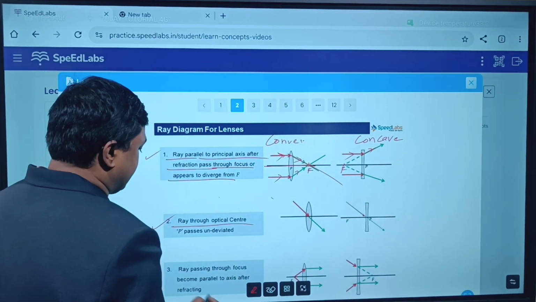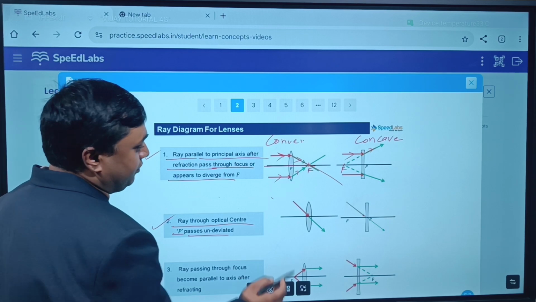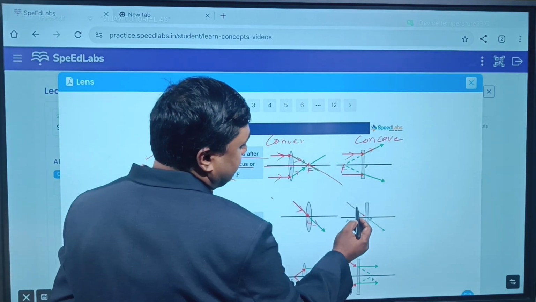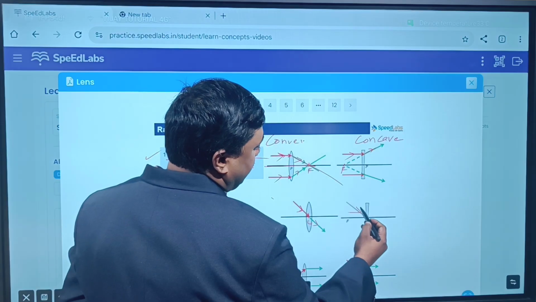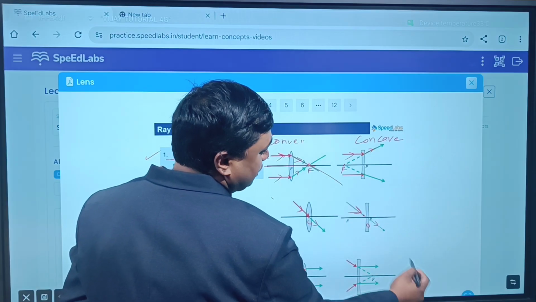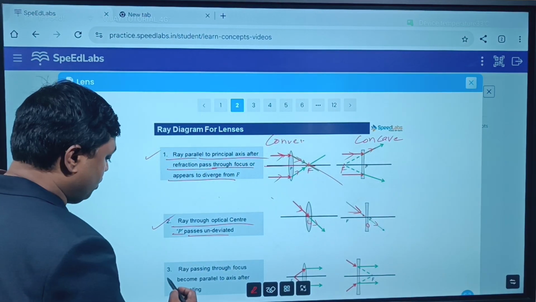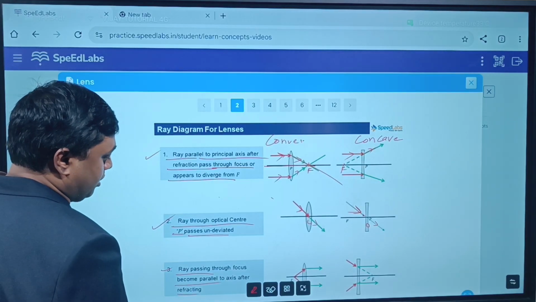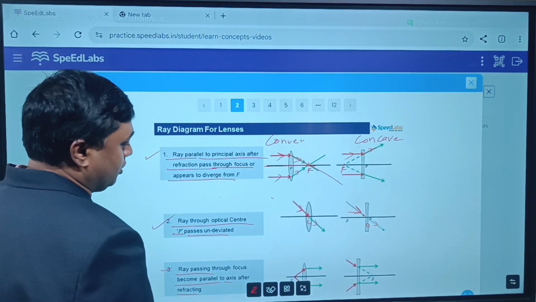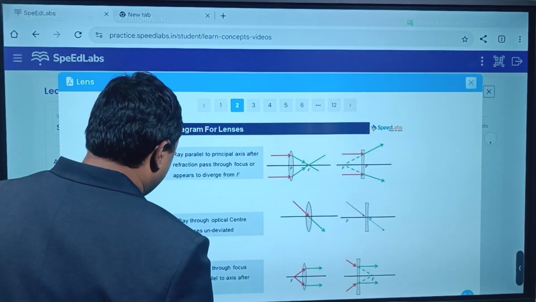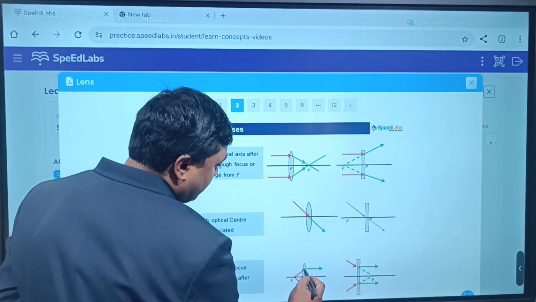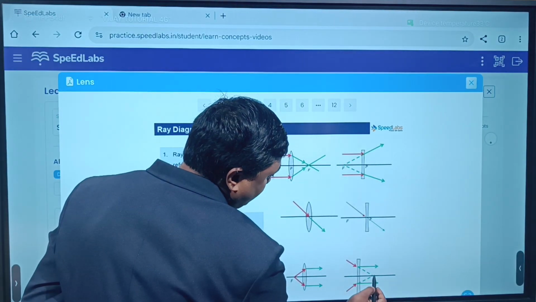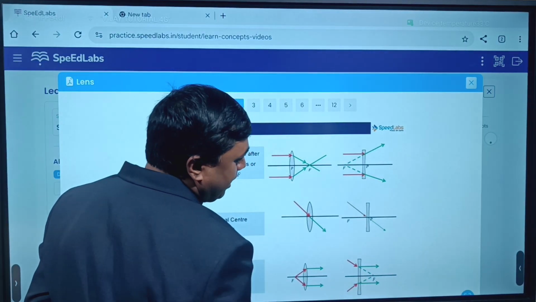Next, rule 2: a ray through the optical center P passes undeviated. If any ray of light is passing through the optical center, it goes undeviated. As I told you before, in a concave lens also, if a ray of light is passing through the optical center, it goes undeviated. Third rule: a ray passing through the focus becomes parallel to the axis after refraction. If a ray of light is passing through the focus, after refraction it becomes parallel. Here also, if a ray of light is directed towards the focus, after refraction it becomes parallel.